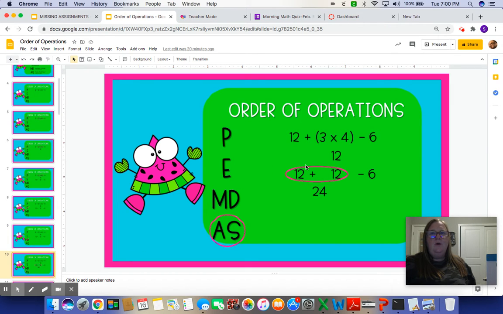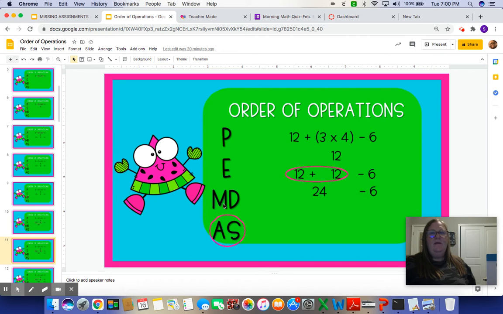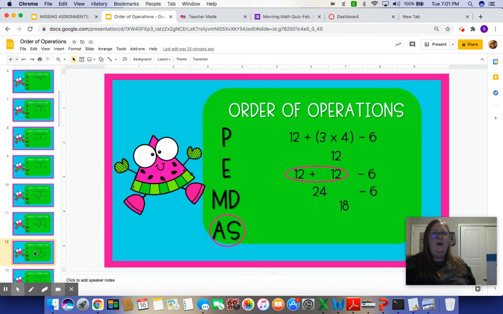So we're going to keep going, and we're going to add next, because when we say, please excuse my dear Aunt Sally, Aunt is first, which stands for adding. Sally is second, which stands for subtracting. So we're going to add 12 plus 12, which equals 24. And then again, you're going to bring your answers down, 24 minus 6. And then we're going to do the last step, which is subtracting 24 minus 6, and we get 18.